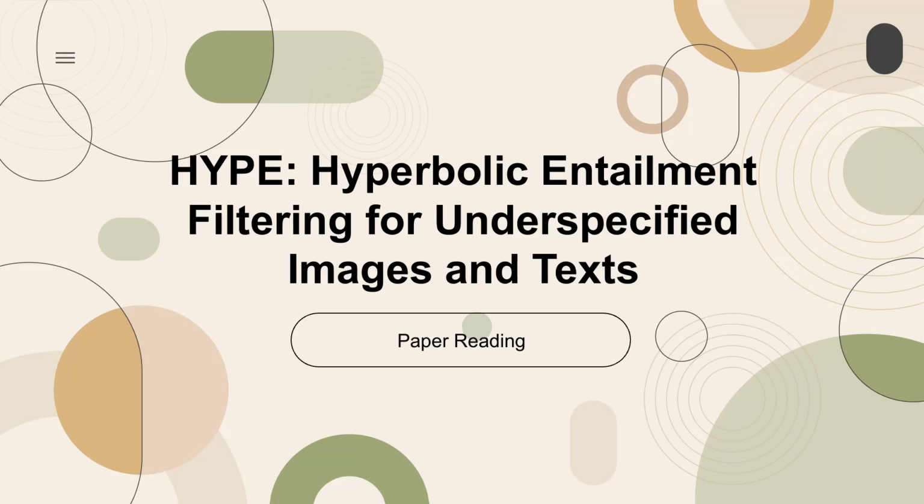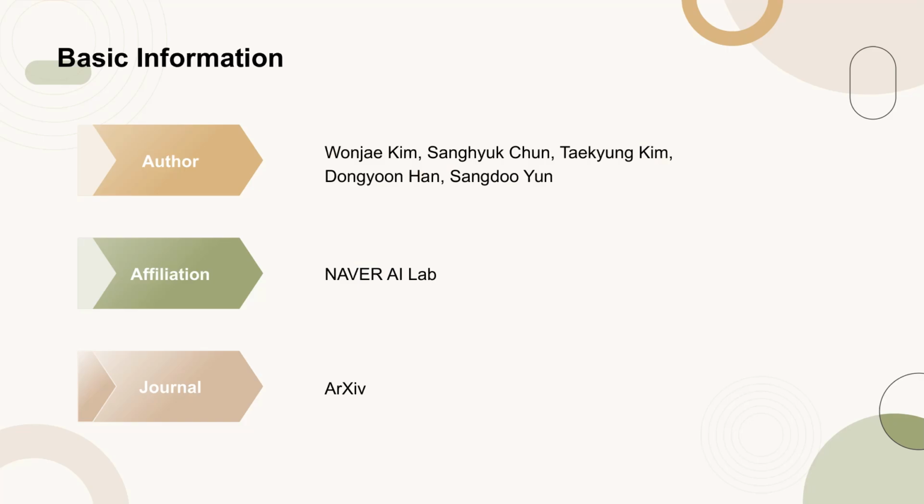Today's paper is titled Hyperbolic Entailment Filtering for Underspecified Images and Texts. This paper was published on arXiv by Wonjae Kim and colleagues from NAVER AI Lab.